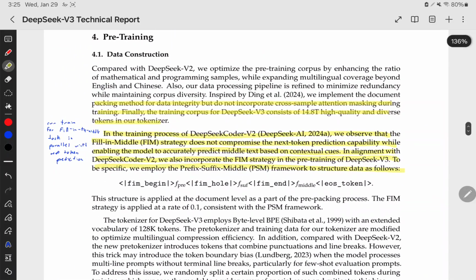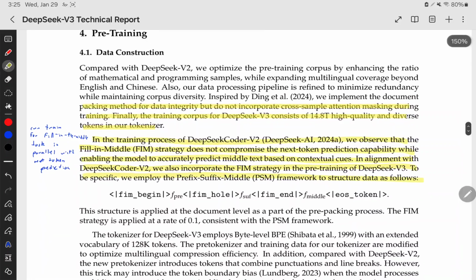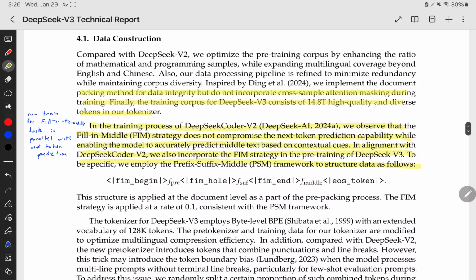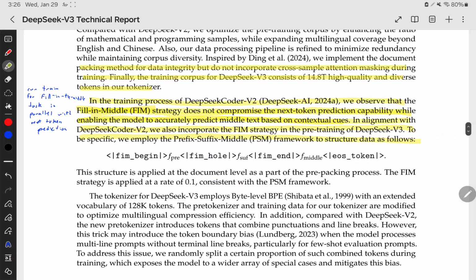All right, pre-training. Now I can finally talk about training, which isn't too long. So pre-training and data construction. They mention here how they do this fill in the middle strategy. The fill in the middle strategy does not compromise next token prediction while enabling the model to accurately predict middle text based off contextual clues. So they train it to also do text editing within the middle of text.